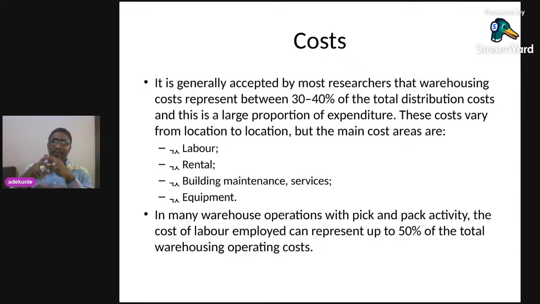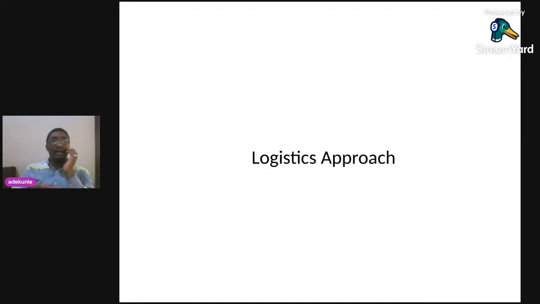And this cost varies from location to location, but the main cost driver within the warehouse is labor. You look at rental, you look at building maintenance services, you look at equipment costs. These are some of the major costs that you see. Of course, when you talk about labor, it will take about 50% of the total cost of the warehouse. When you talk about labor costs, you're paying staff salaries, you're paying allowances and the rest. All these come to form part of the cost.